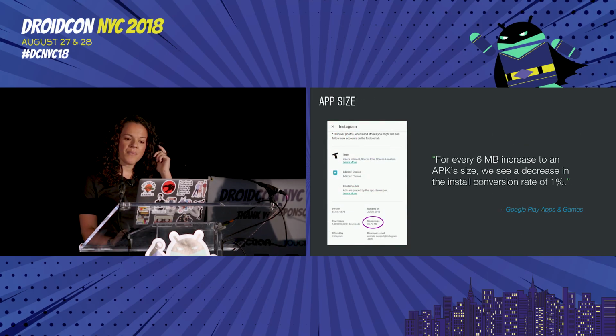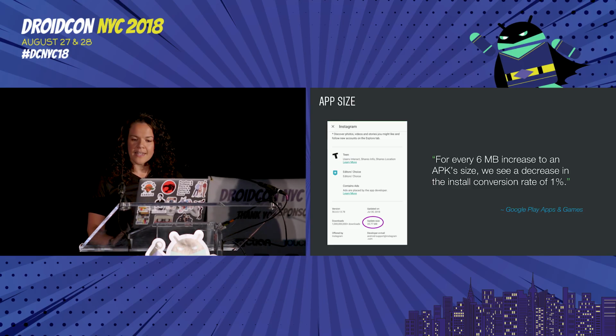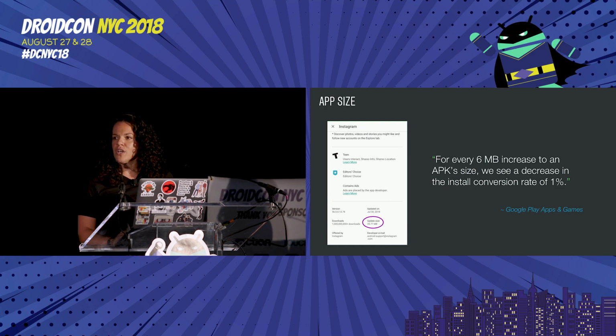Another aspect of the app that continues to grow as we add more features is the size of the app. Instagram's APK is currently about 36 megabytes. It's not too bad given the large amount of functionality that exists in the app, but research continues to show that a smaller app is better for install rates. Google released Play Store research that shows that for every 6 megabyte increase to an APK size, there's a decrease in the install conversion rate by 1%. So how can modularization help with this?